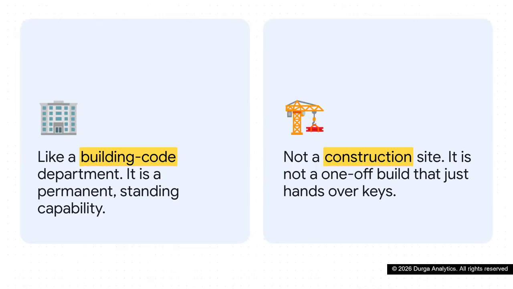When you're trying to explain this to non-technical stakeholders, use this analogy. A governance program is like a permanent city building code department. It sets the rules. It's not a temporary construction project that eventually finishes up and hands over the keys. A construction site is a one-off build, but your building code department, that's a standing capability. It sets the standards, inspects the work, certifies the safety, and evolves the rules as the city grows. Your data governance program is that permanent department because data never stops flowing.